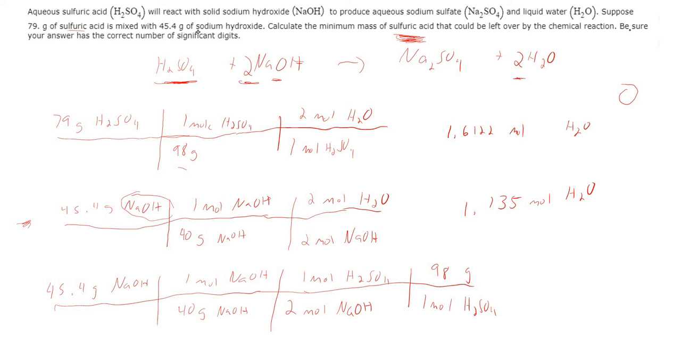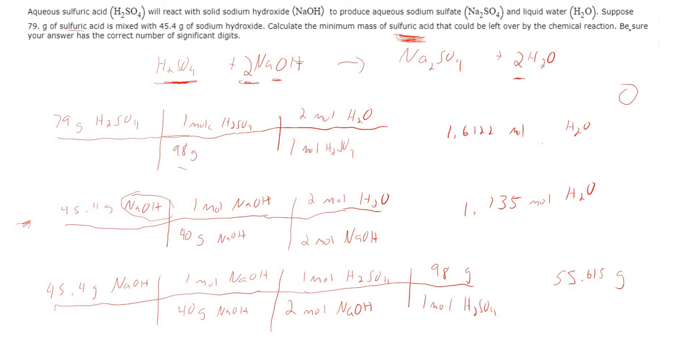It's not telling me how much is left over, it's telling me how much is consumed. And so let's do that math. We have 45.4 divided by 40 divided by 2 times 98 equals. So we consumed 55.615 grams. That's how much we consumed.